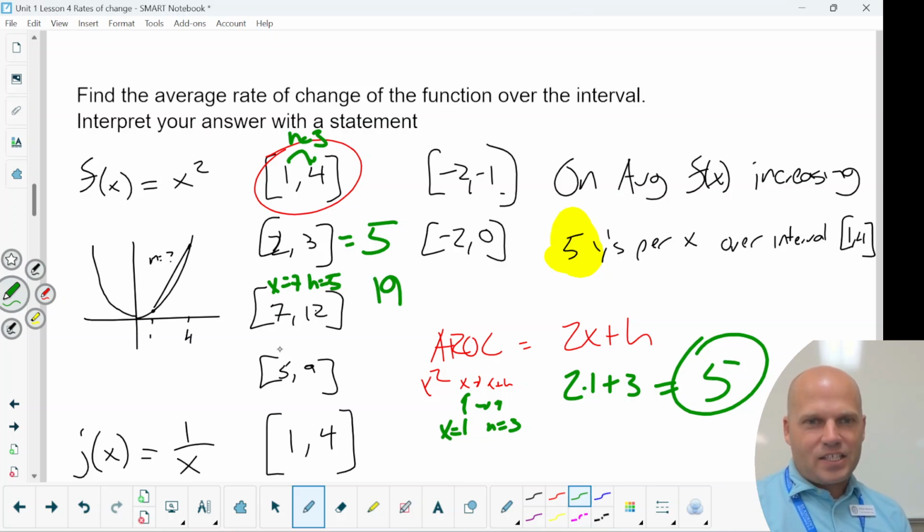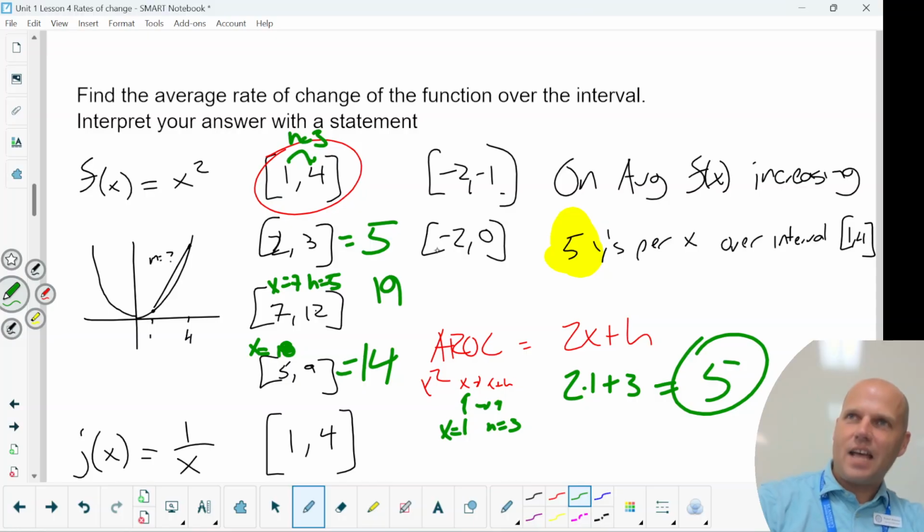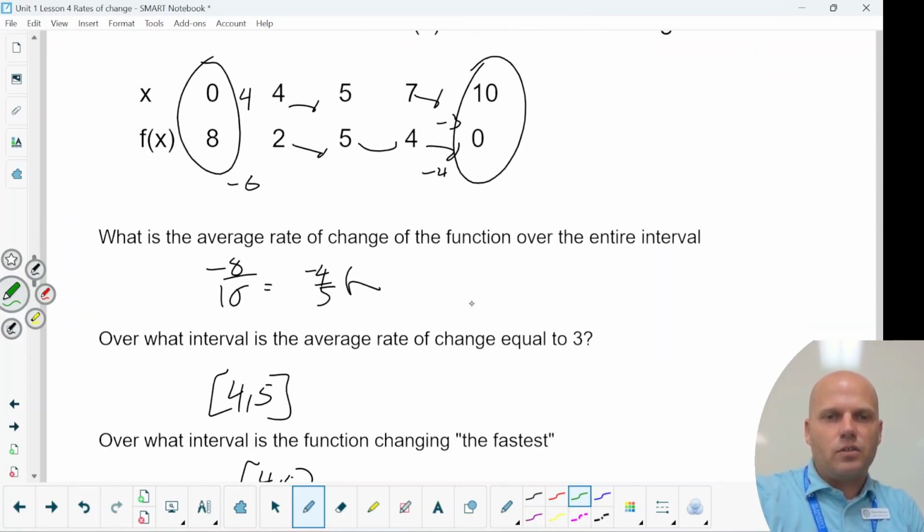5 to 9. X is 5, h is 4. If x is 5 and h is 4, 14. I could get them so quick. Look, formulas. Great. An equation for an average rate of change is nice if I have lots of different formulas.